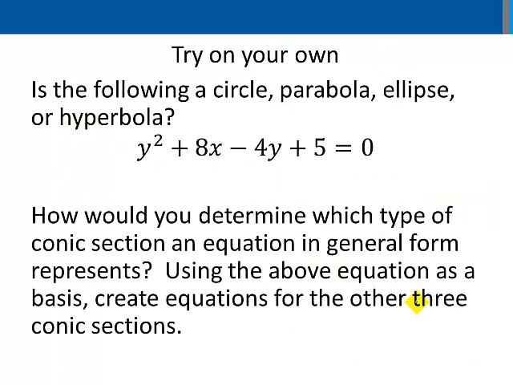Try on your own. Is the following a circle, parabola, ellipse, or hyperbola? y squared plus 8x minus 4y plus 5 equals 0. How would you determine which type of conic section an equation in general form represents? Then, using the above equation as a basis, create equations for the other 3 conic sections. In other words, find equations with y squared, 8x, 4y, and 5 in them, adding terms or changing signs as necessary to create the other 3 types of conic sections.